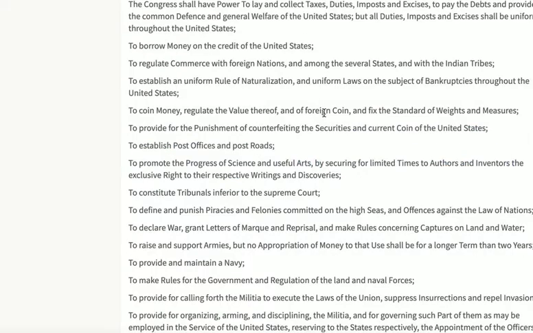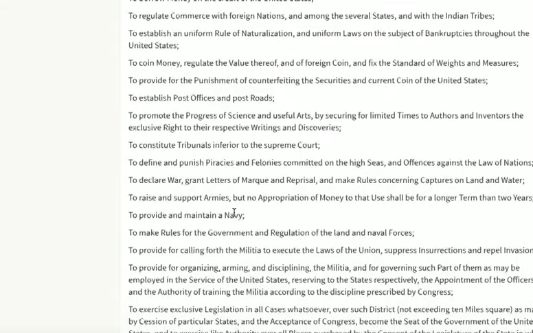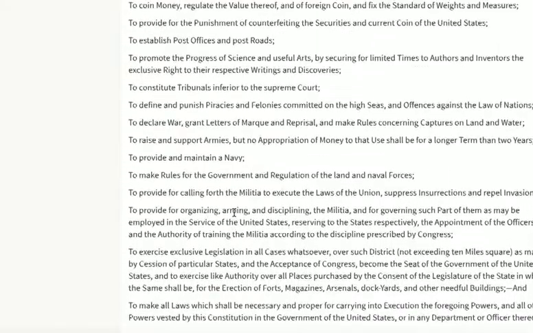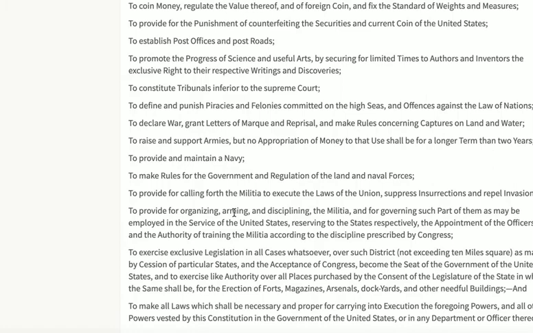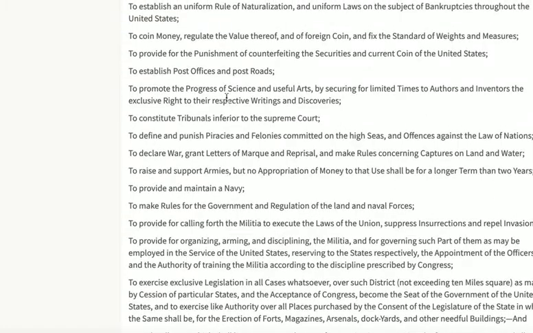Let's see. Here's the list. I believe it's like 19 different explicit items that Congress has the power to do. Just to point out one, to promote the progress of science and useful arts by securing limited times to authors and inventors. I thought it was interesting that among establishing navies and establishing courts and post offices, they wanted to establish education for science and arts. Unfortunately, arts are losing a lot of that protection, but that was one of the explicit things that Congress had.